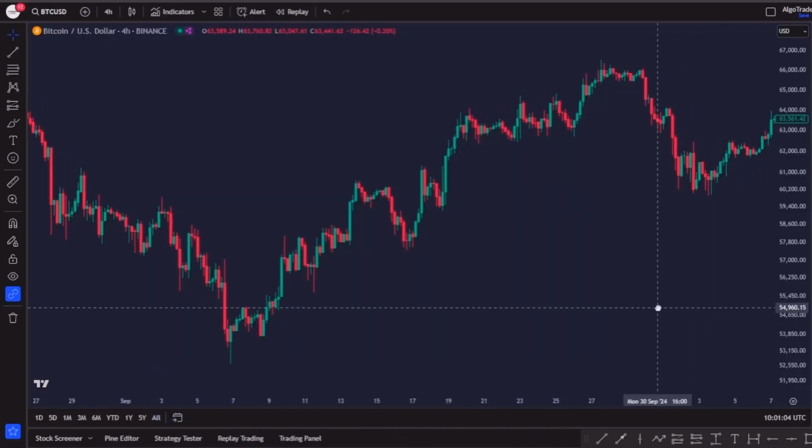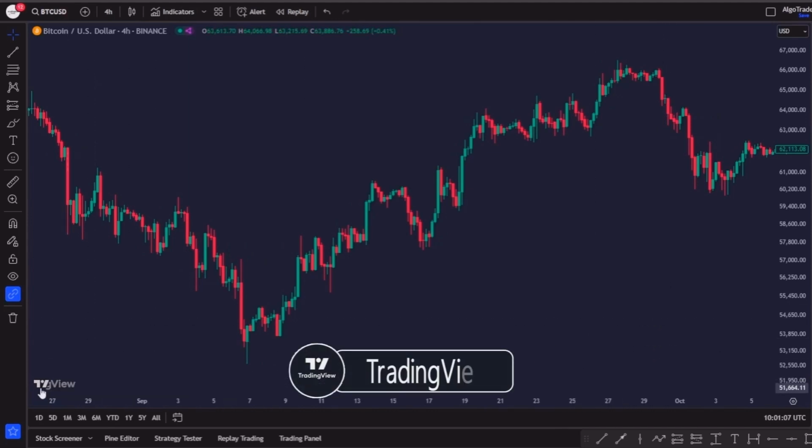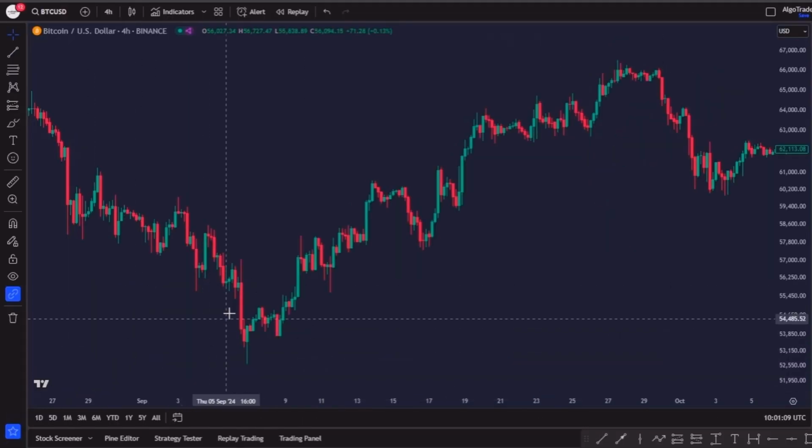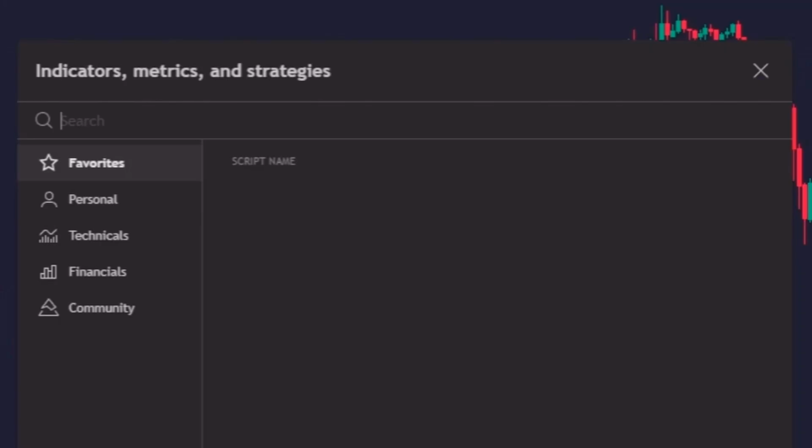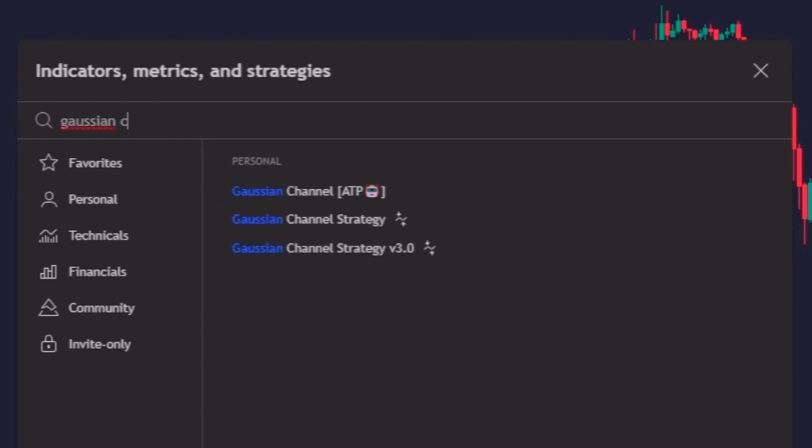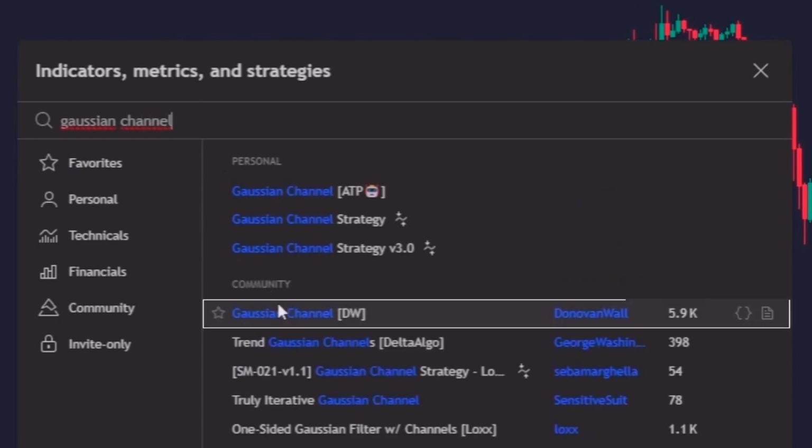Now let's dive into how the Gaussian channel works. I will be using TradingView, but you can use another platform if you prefer. Firstly, click on Indicators, then search for Gaussian Channel, and you can use this option here.